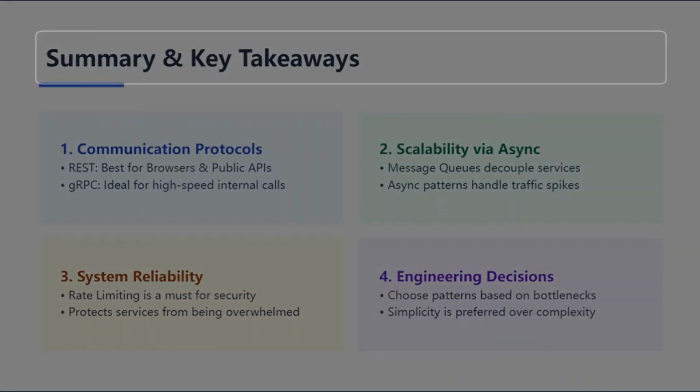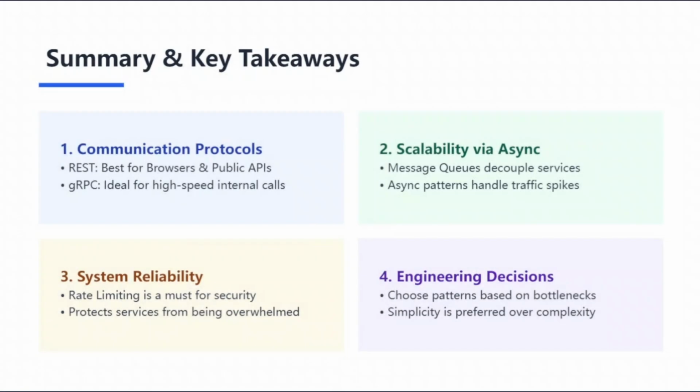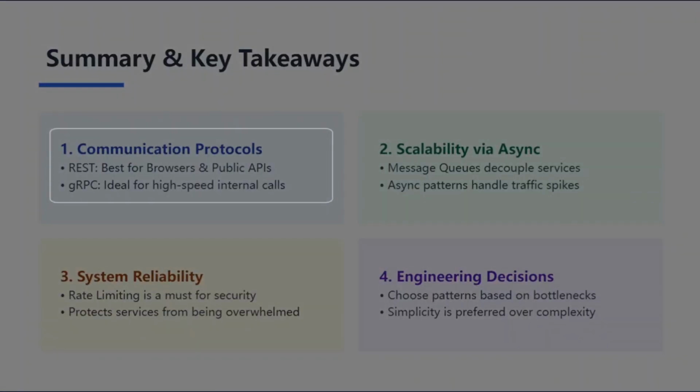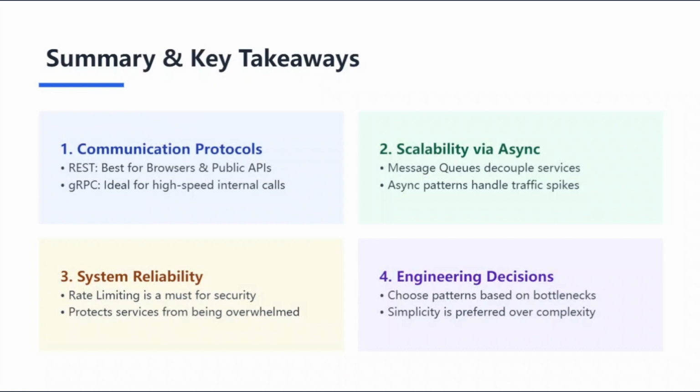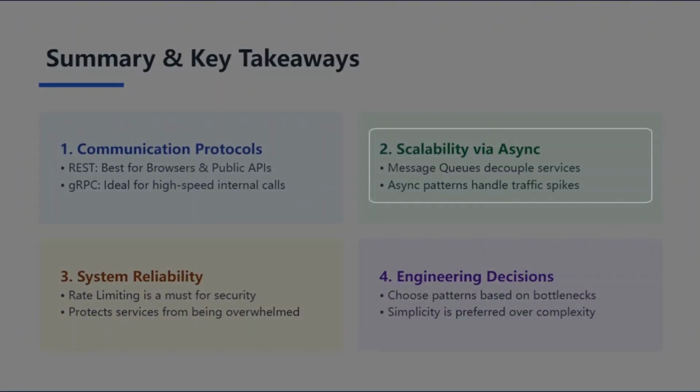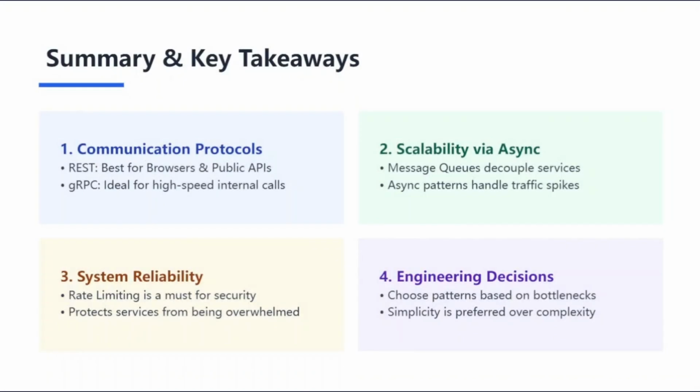We've covered a lot of ground today. To wrap things up, let's revisit the core pillars of backend communication patterns we've explored throughout this module. First, we looked at communication protocols. Remember that while REST is the gold standard for browser-based APIs due to its simplicity, gRPC is often the better choice for internal microservices where high-speed performance is the priority. Secondly, we discussed scalability through asynchronous patterns. Using message queues like Kafka or RabbitMQ allows us to decouple services, ensuring that a spike in one part of the system doesn't bring down the rest.